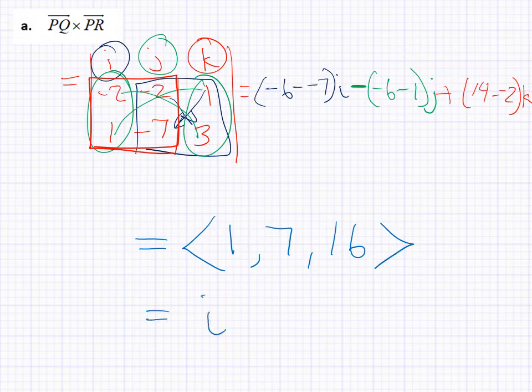In which case we'd write I plus 7J plus 16K, or we can do the bracket notation. It really doesn't matter.